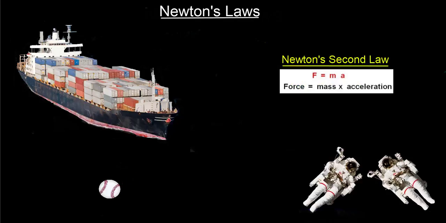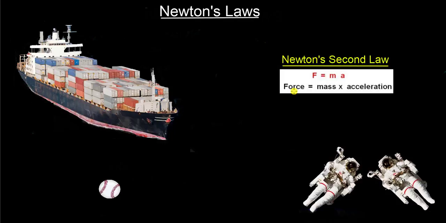Newton's second law just gives you a numerical relationship between how much a mass's velocity or direction will change based on how much force is applied to it. So this relationship is the classic F equals ma, force equals mass times acceleration.